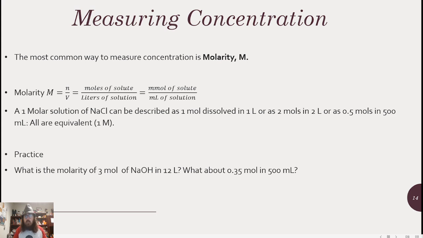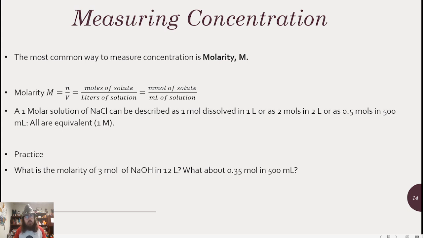Now, much like many other derived units, this comes from the putting together of two separate units. Molarity is the ratio of moles of solute over liters of solution, the volume, moles per volume. So please note that the liters of solution includes the volume of the solute. When you mix these two together, the solvent and the solute, we get the solution. So we're looking at the moles of solute over the total volume of solution in liters. I will often interchangeably use capital M or moles per liter. They both mean the same thing.